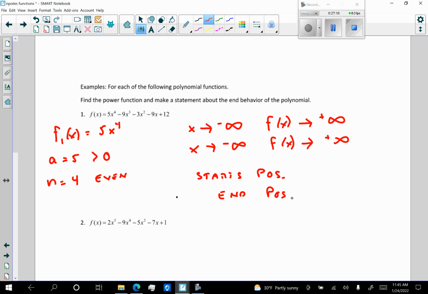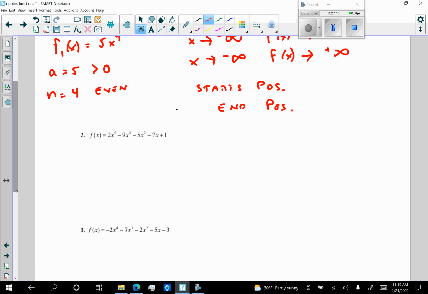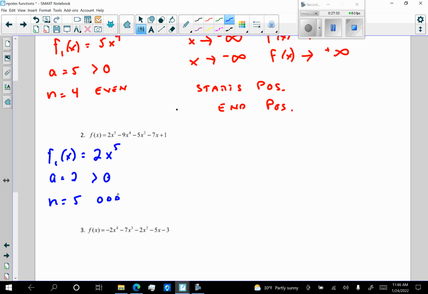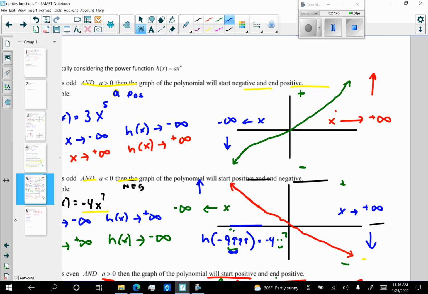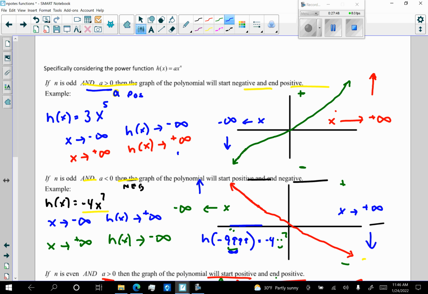Do another example. For your homework, this guy right here, what's the power function? The power function here is going to be 2x to the 5th. A is equal to 2, which is positive. N is equal to 5, which is odd. And if I look back in my notes, I will see that if n is odd and a is positive, the graph starts negative and ends positive.